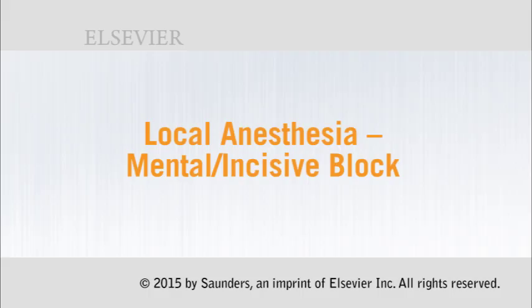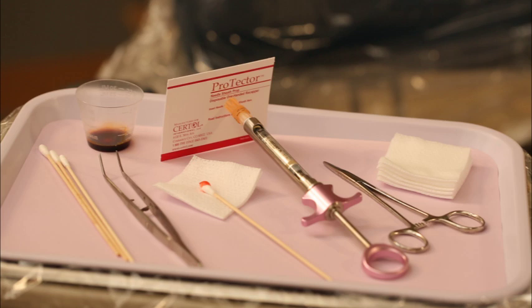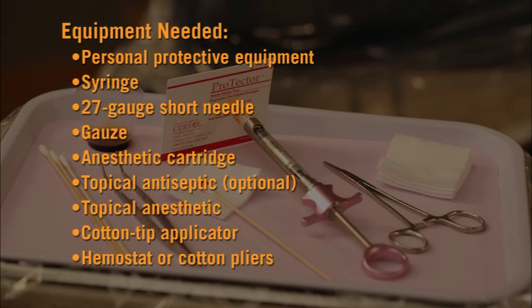Local anesthesia, mental incisive block. The equipment needed for this procedure is as follows: personal protective equipment, syringe, 27-gauge short needle, gauze, anesthetic cartridge, topical antiseptic, optional topical anesthetic, cotton tip applicator, and hemostat or cotton pliers.